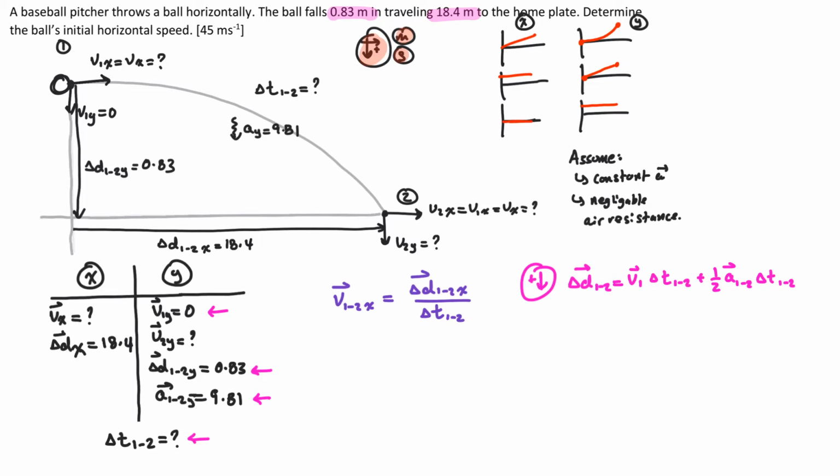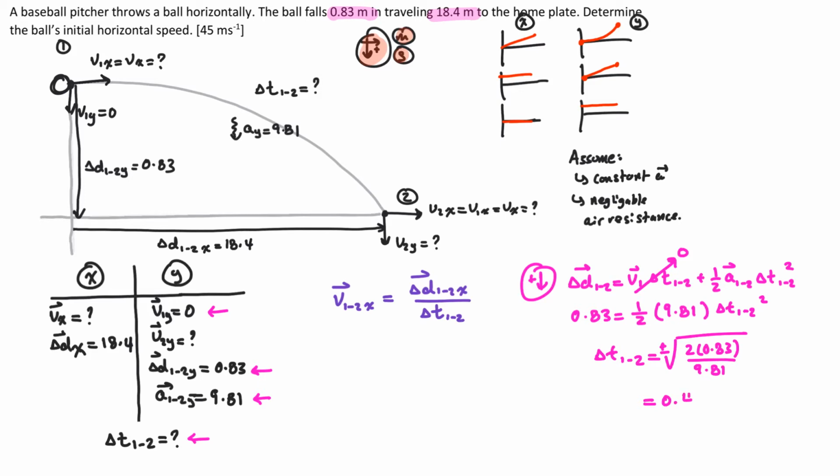When plugging in the values, the displacement in that direction is positive 0.83, and that's going to equal the velocity 1, which is 0, so that makes this whole term 0, and that's going to equal 1/2 times 9.81. And again, I'm using the positive sign convention as down, so these are all positive. I don't have to put any value as negative. And the change in time is what I'm trying to find here. I'm going to rearrange for it, and I might skip a few steps. And sorry, this is squared, so this would be the square root of 2 times 0.83 divided by 9.81. And note that this is plus or minus, but I'm only going to take the positive because the change in time cannot be negative, at least not yet.